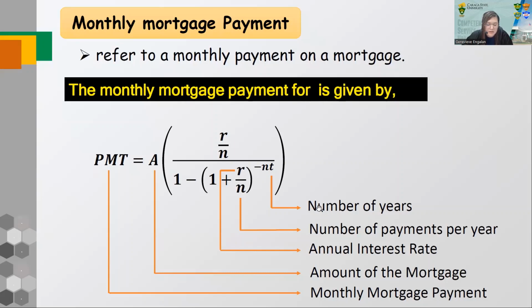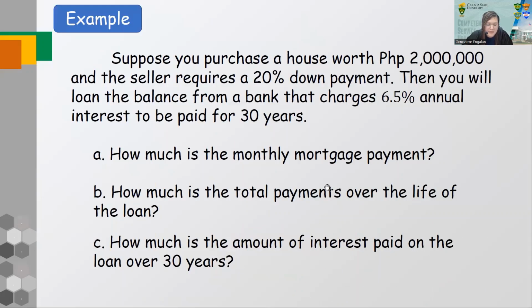No? So, for example, naay 2,000,000 nga balay nga gusto paliton tapos 20% ang down payment. Imong gibayaran ang down payment. So, pasabot 1.6 million na lang. Then, you will loan the balance from a bank that charges 6.5% annual interest to be paid for 30 years. So, how much is the monthly mortgage payment and how much is the total payment over the life of the loan? How much is the amount of the interest paid on the loan over 30 years?